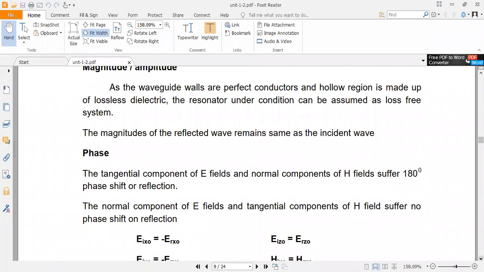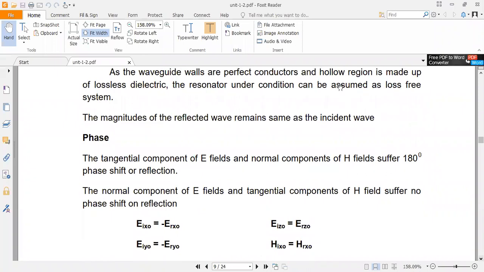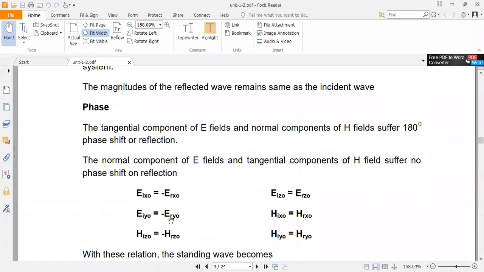So what do you mean by this? If you observe, the tangential components, which are E_x and E_y, suffer a 180 degrees phase shift. 180 degrees means you have to keep a negative sign. And the normal component of magnetic field, which is in the z direction, also suffers a 180 degrees phase shift. The remaining components will not get any phase difference.